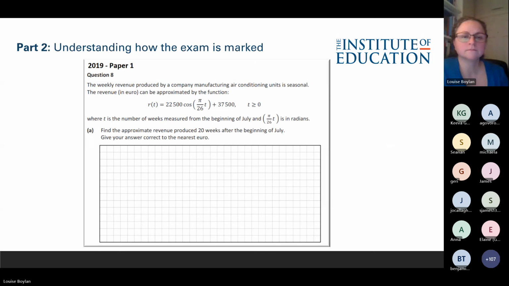Now, there's a lot going on there, right? There's a lot of reading on your maths exam. So just be aware of that, right? There is a lot of reading. Why I've picked this one is because I think at first glance that's a bit scary looking, right? It's a bit off-putting looking, isn't it?